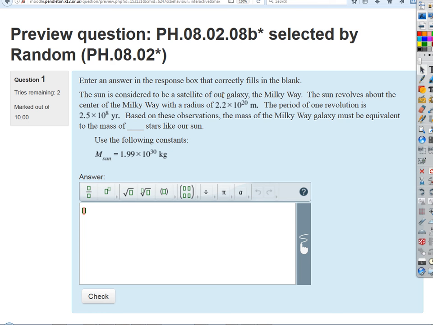It wants to know the mass of the Milky Way galaxy must be equivalent to the mass of how many, what number of stars like our sun. Yeah, see what I'm saying? So it should turn out to be, well, I'm not gonna tell you. You guys will figure it out. It's gonna be a big number, right? It's gonna be a really big number. But it's gonna be way off, and we'll get at why that is later. Okay.